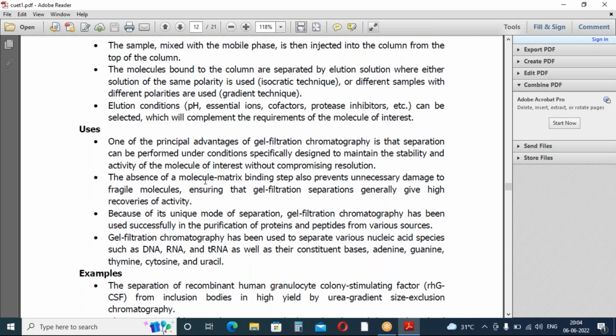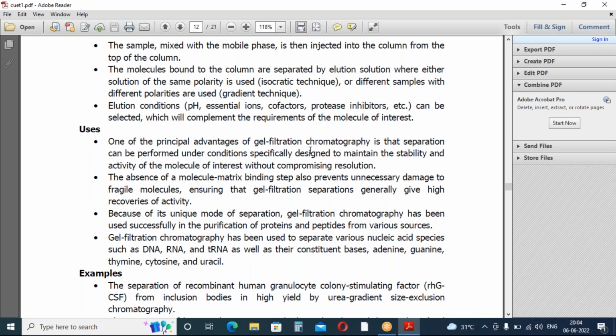And what are the uses of this gel permeation chromatography? This is mainly used for studying the stability and activity of different molecules of interest. For example, if a particular component is there, we have to know the particular activity of that molecule. This gel permeation chromatography, this size exclusion chromatography, is mainly used for that purpose. Okay, and this is mainly used for different purposes.